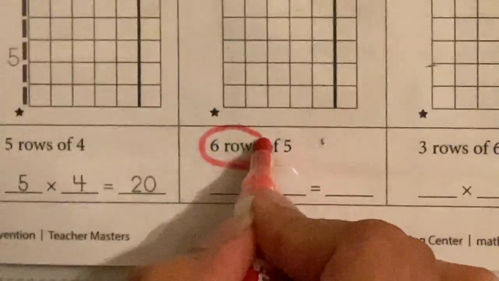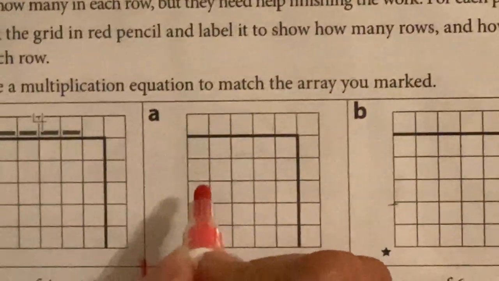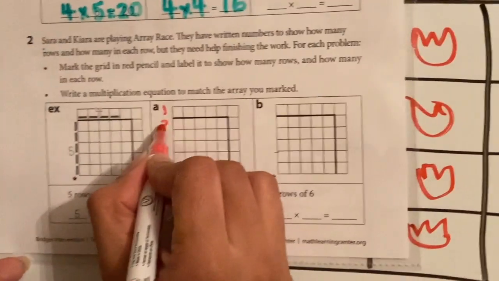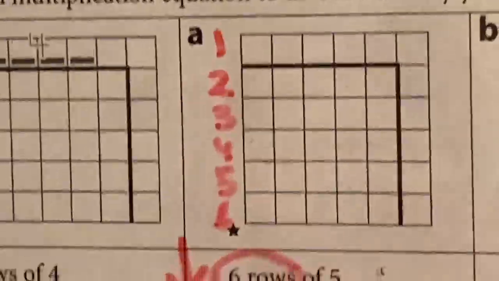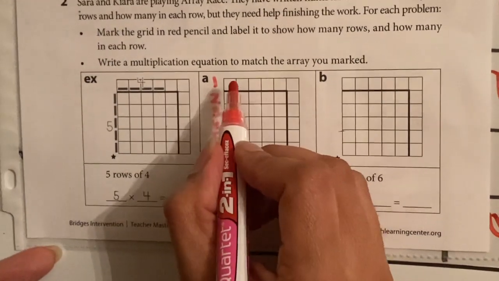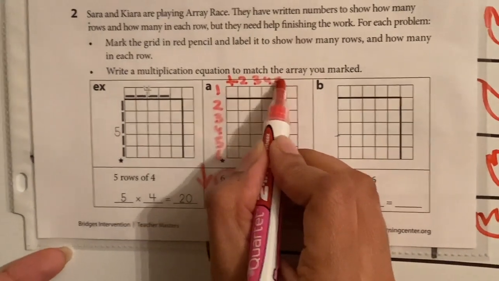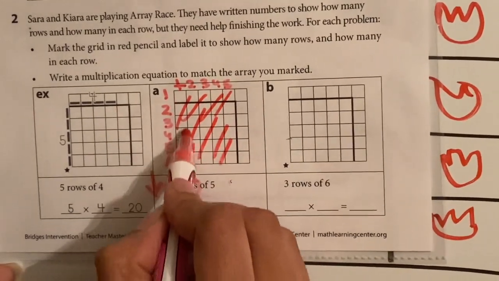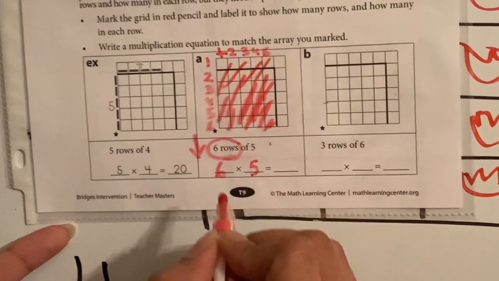So 6 rows. Let me focus first on this. 6 rows. I know rows are always going downward. We count them downwards. So let me see. 1, 2, 3, 4. So this will start from here. 1, 2, 3, 4, 5, 6. I have 6 rows of 5. So 1, 2, 3, 4, 5. So this is all my diagram.